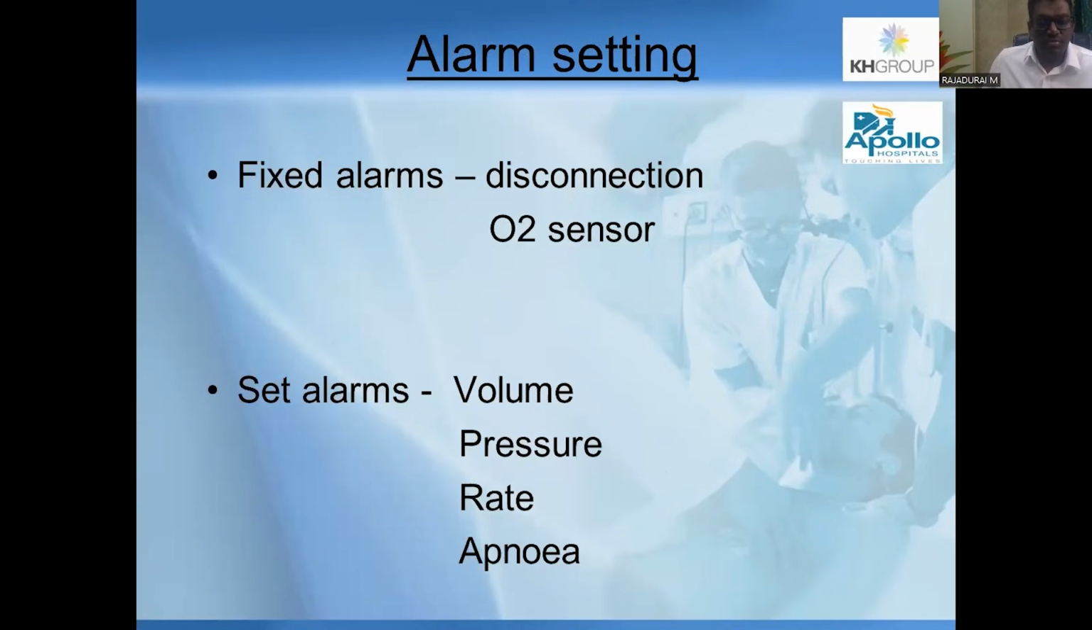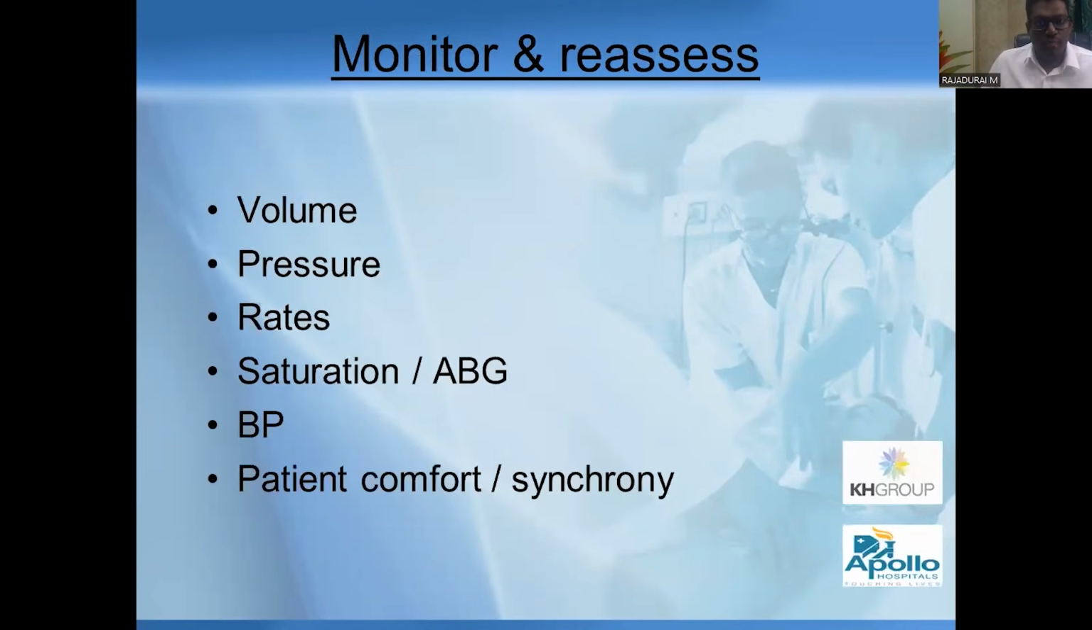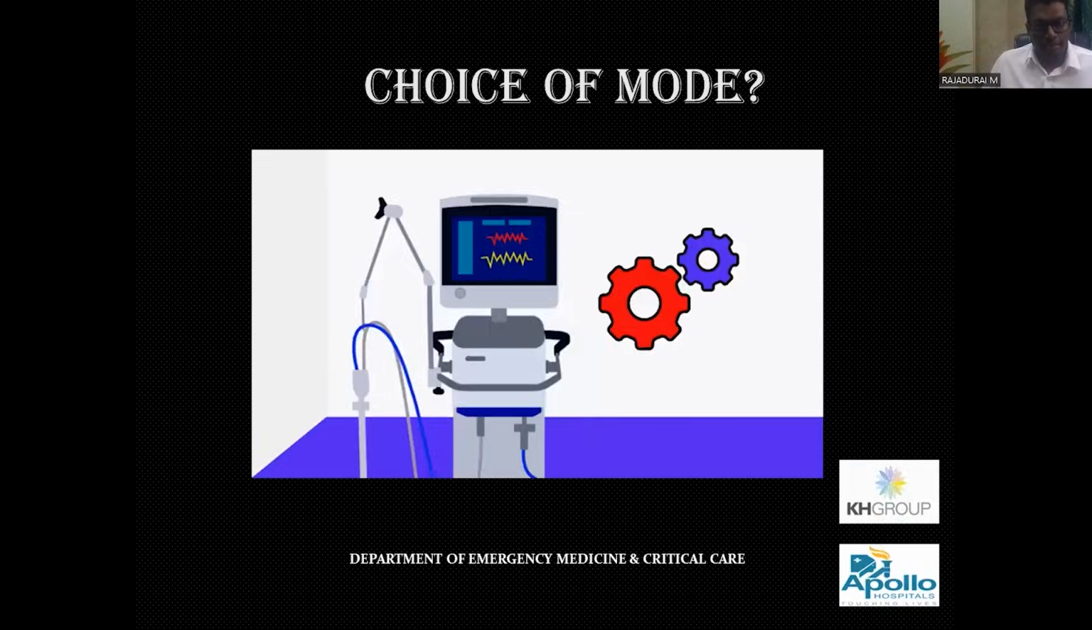Okay, we need to set the alarms before we connect the patient or before we commence mechanical ventilation. There are fixed alarms and there are other alarms you need to take into consideration. Once we connect the patient, as I told, we cannot leave the patient and go on to other work. We need to constantly monitor and reassess. So apart from the hemodynamic monitoring, which includes heart rate, saturation, blood pressure, PCO2, we need to monitor certain important things like volume, pressure, waveforms, patient comfort and dyssynchrony, if any, to assess, and we need to adjust the settings and change the mode accordingly.